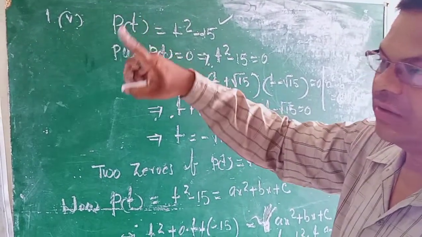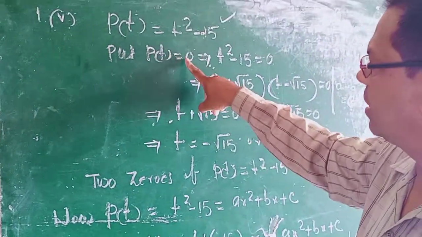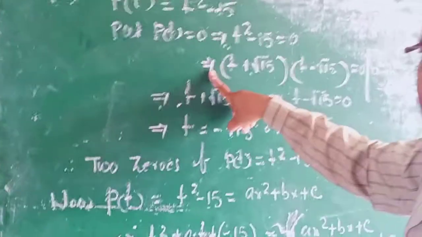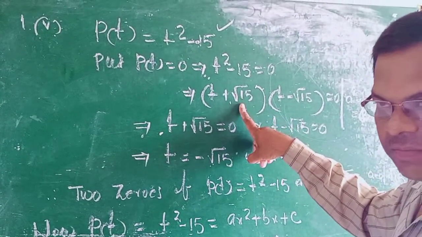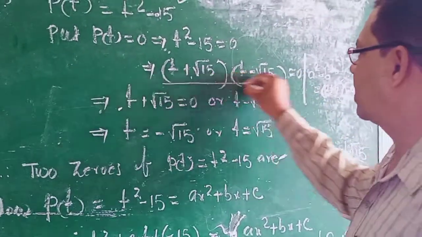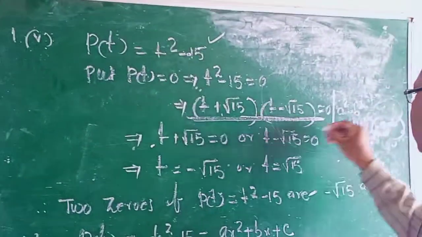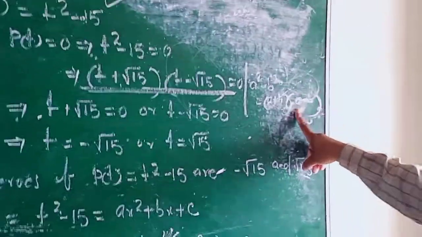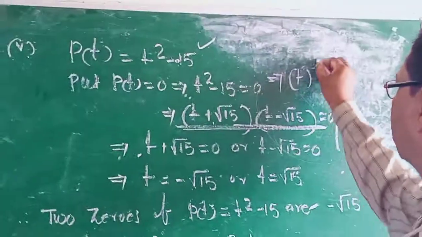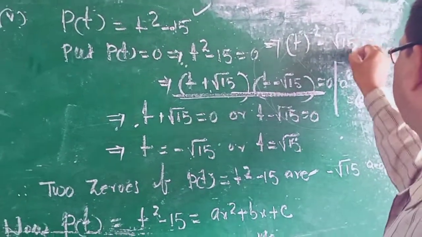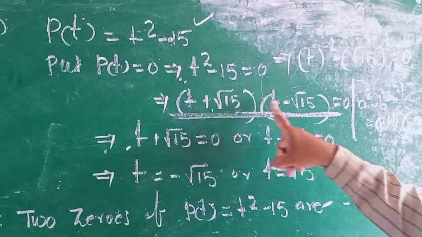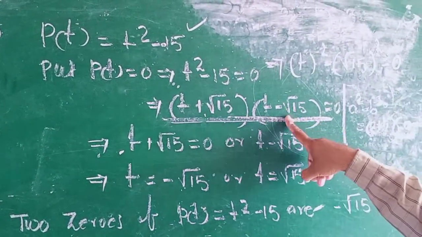Now, just like we have done in that one, put p of t is equal to 0. So that implies t square minus 15 is equal to 0. So that implies you can write t plus square root of 15 into t minus square root of 15 is equal to 0. Where did this come from? The formula a square minus b square is equal to a plus b into a minus b. So you can write t square minus square root of 15 square is equal to 0. Therefore, a plus b, a minus b: t plus square root of 15, t minus square root of 15 is equal to 0.